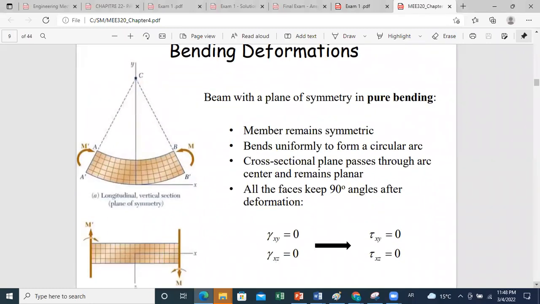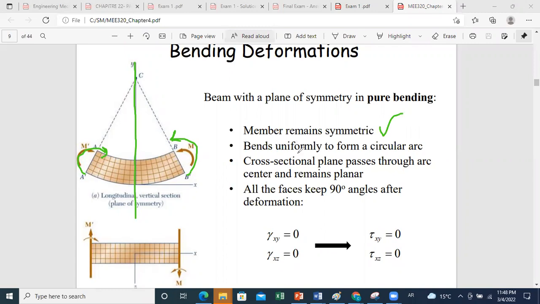Now, let us continue the analysis of the bending case. So let us consider a beam with a plane of symmetry in pure bending. In pure bending, the member will remain symmetric, because if you consider a beam subjected to bending moments, it will undergo deformation, but the deformation will be symmetric with respect to the axis of symmetry of your beam. So the first observation of pure bending is that the member remains symmetric.